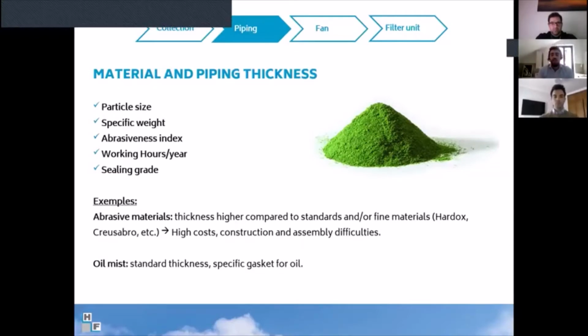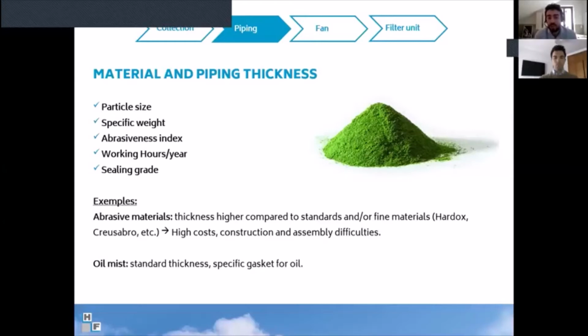In case of very abrasive material like glass or, I don't know, stainless steel material and so on, we will use higher thickness or special material like Ardox, Creusabro, and so on, that have an increased resistance to abrasiveness. On the other hand, using these materials, we will have high cost and difficulty during the assembly phase because the use of this kind of material is more difficult compared to galvanized steel, for example.